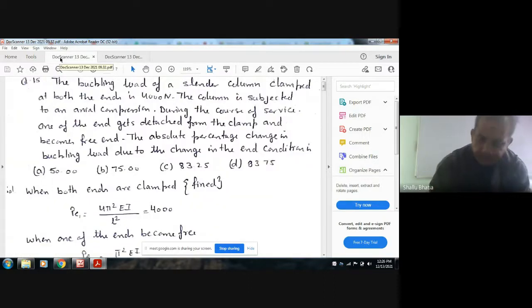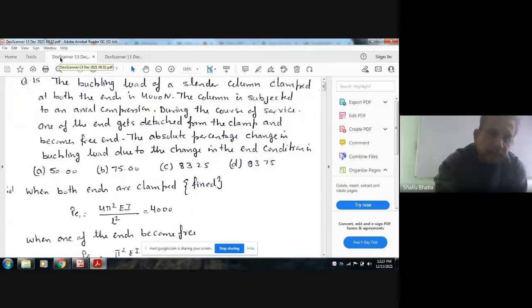Next question is: the buckling load of a slender column clamped at both the ends is 4000 Newton. The column is subjected to an axial compression. During the course of service, one of the ends gets detached from the clamp and becomes a free end. The absolute percentage change in buckling load due to change in end condition is: option A 50.00, B 75.00, option C 83.25, option D 93.25.